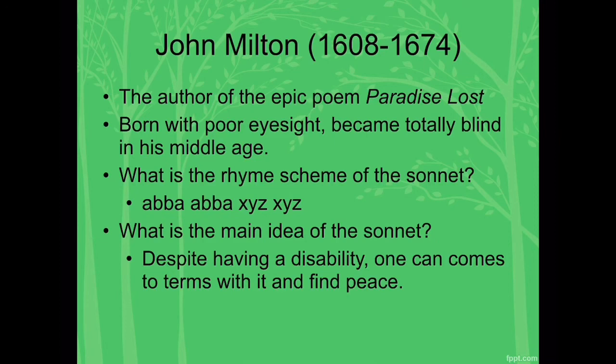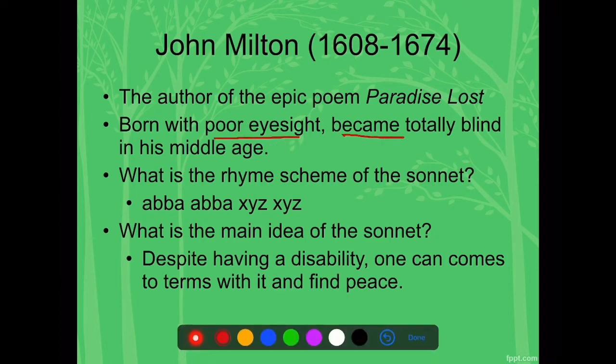He lived between 1608 and 1674, so in the 17th century. Paradise Lost, like I said, poor eyesight, became totally blind in his middle age. Rhyme scheme, we tried that earlier: A B B A A B B A X Y Z X Y Z. And then what is the main idea of the sonnet?